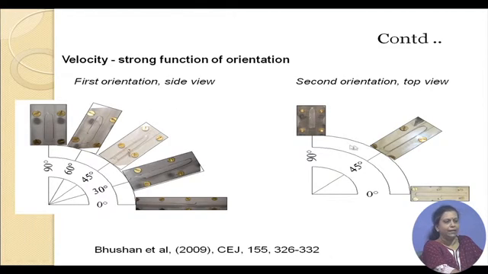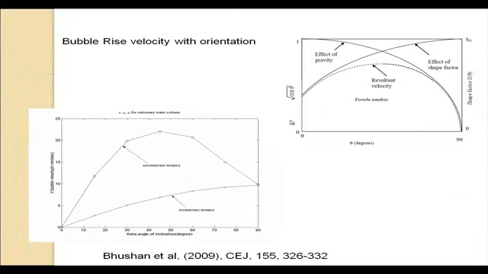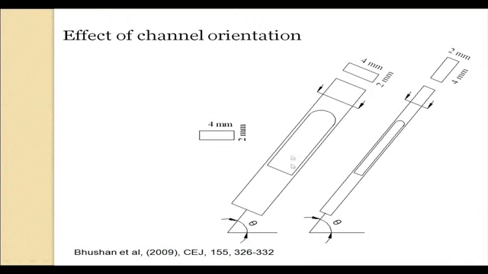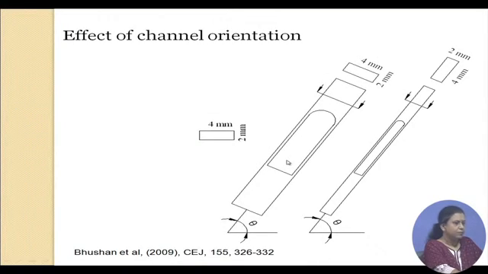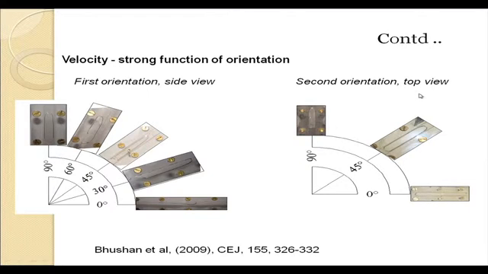On the other hand, when we observed the bubble shape in the second orientation, let me tell you that for both the orientations, the photographs had been taken from the broader face. Quite naturally, the photograph had been taken from here. So for this particular orientation, the photograph was taken from the top, and for this orientation, the photograph was taken from the side, and for the other orientation, the photograph was taken from the top.